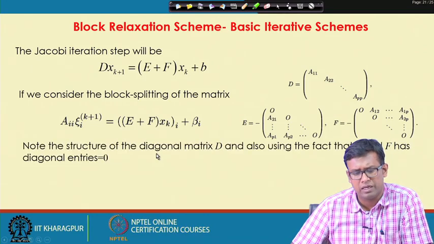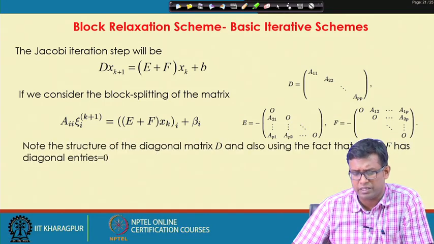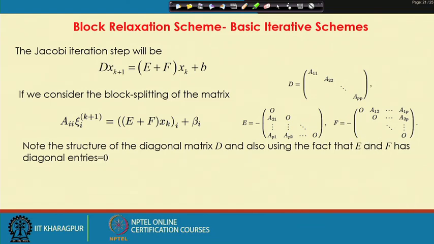Note the structure of the diagonal matrix D that has been utilized here: the diagonal matrix has entries aii, which are the diagonal blocks here. This matrix D is not actually a diagonal matrix, rather a block diagonal matrix, and we also use the fact that E and F have diagonal entry 0. So, we can write this using the last relation, the relation we have developed here.